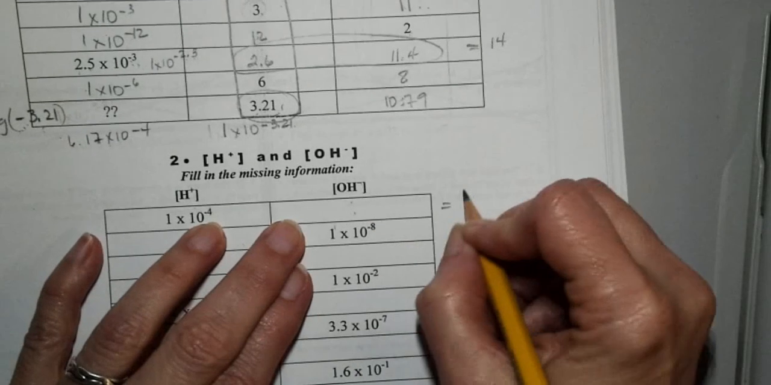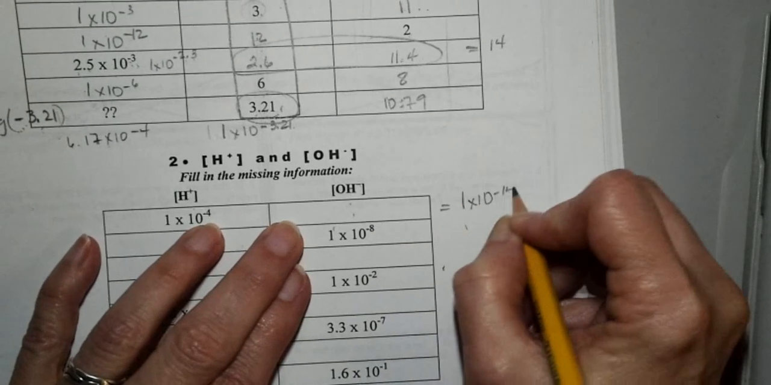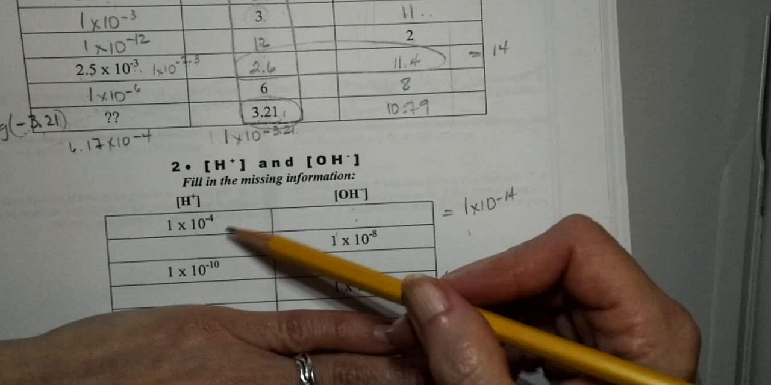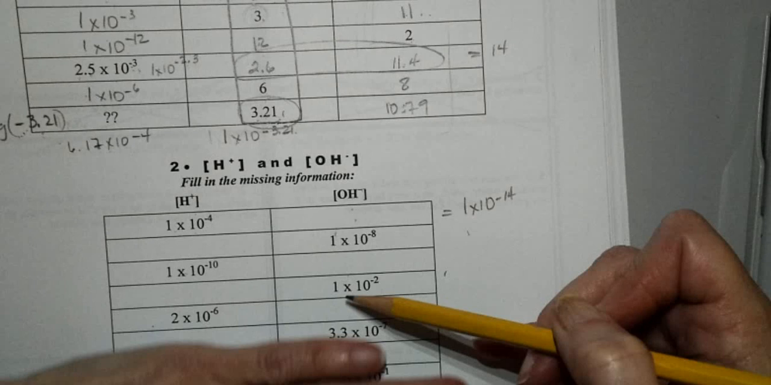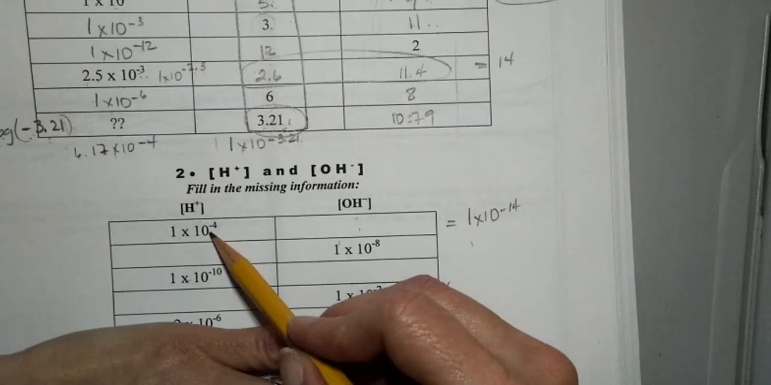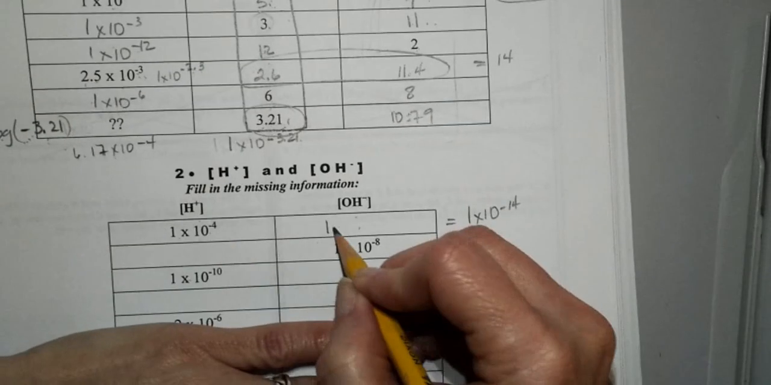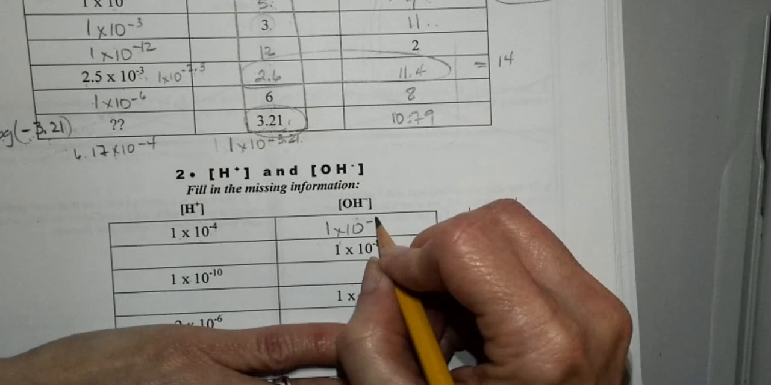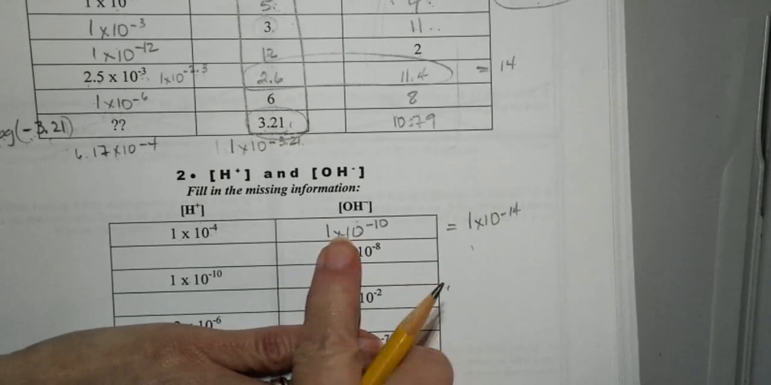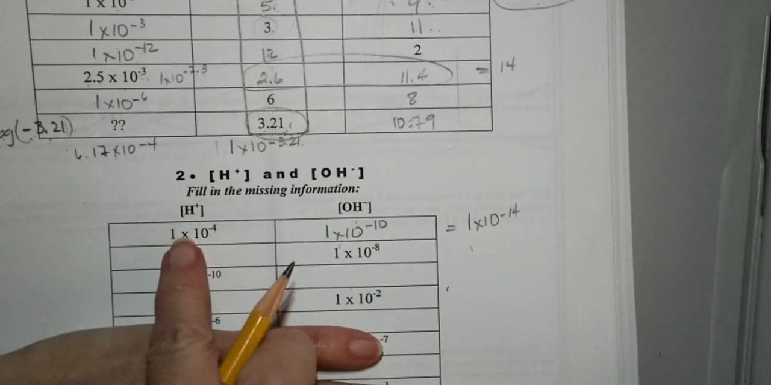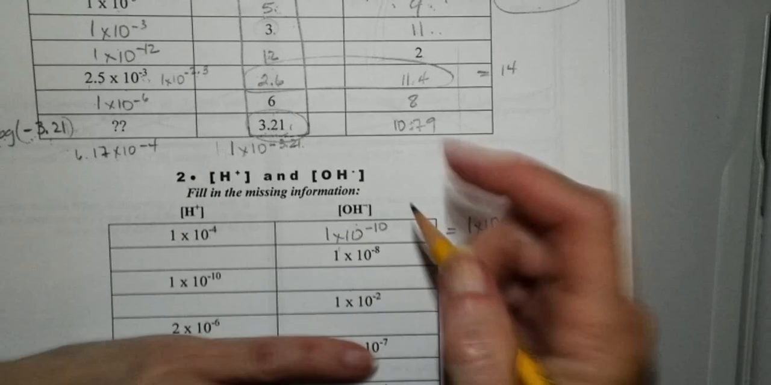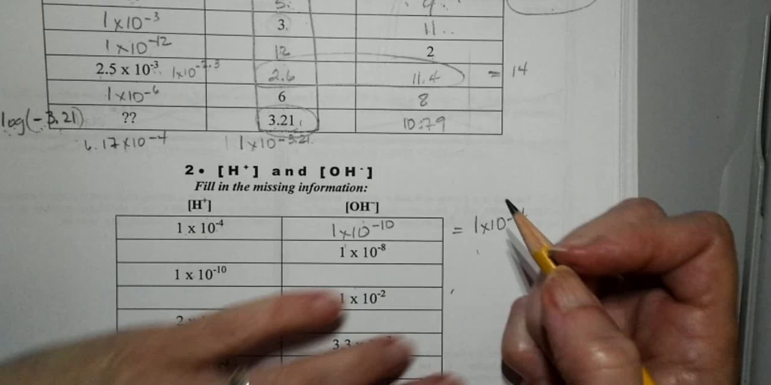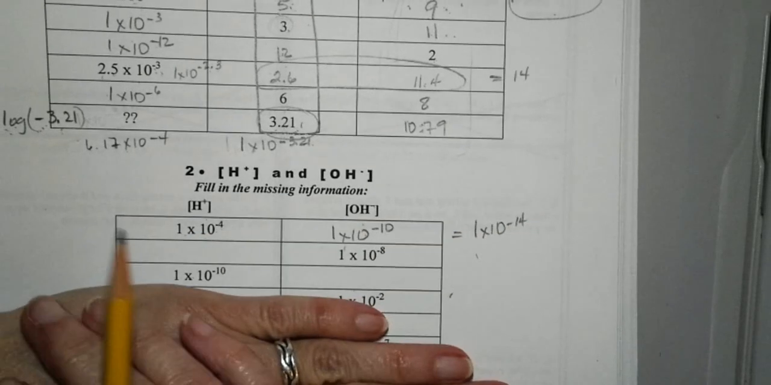If it's in the format of 1 times something, then it's all about the exponents. So 1 times 10 to the negative 4 plus what is 14? 10. So 1 times 10 to the negative 10 times 1 times 10 to the negative 4: you add the exponents. That's all you're doing. You remember that from baby math, right? You love it when it's in the format of 1 times 10 to whatever, because it's so easy.